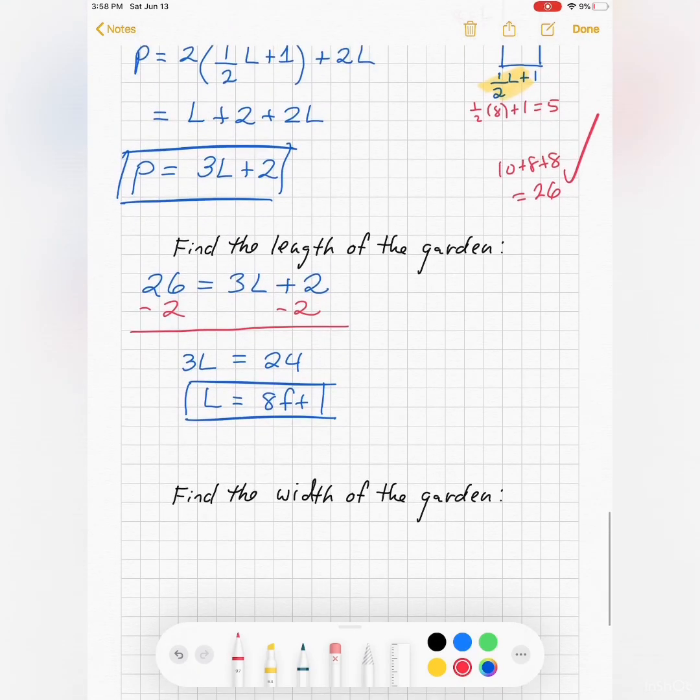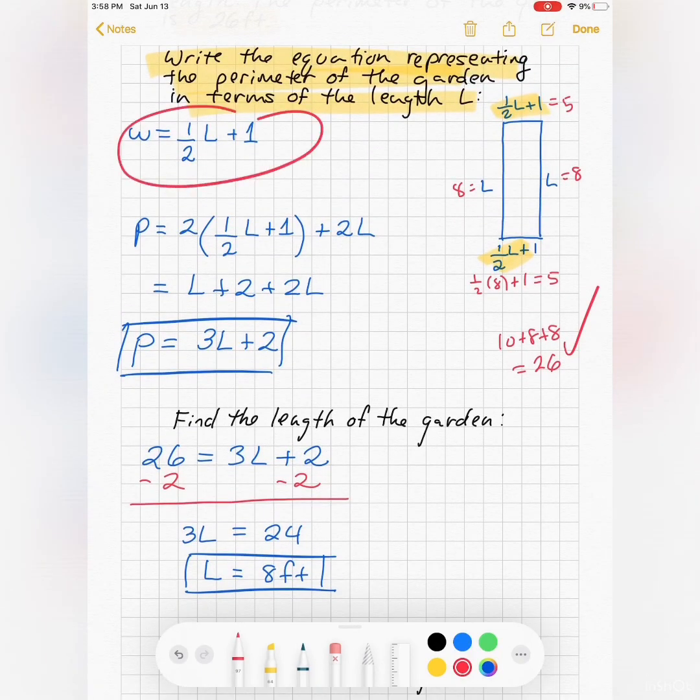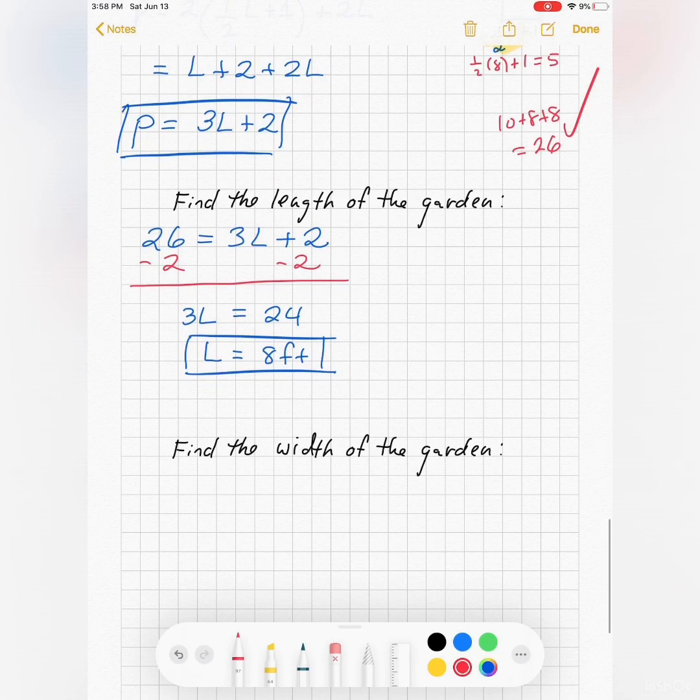Find the width. Oh, we just did that, I guess, huh? Just to find the width, that's where I was looking at this equation, right? So go ahead and write that in. The width is a half the length plus 1.